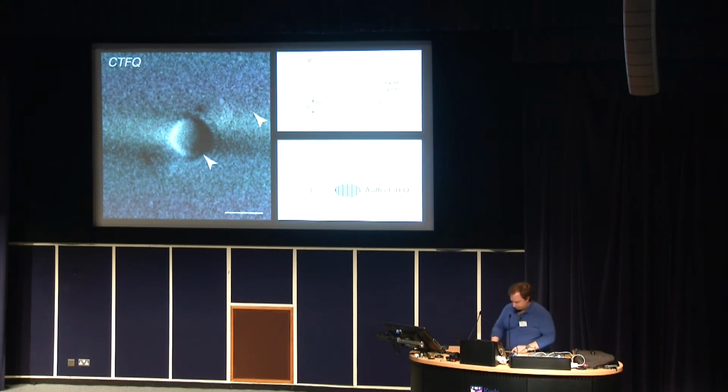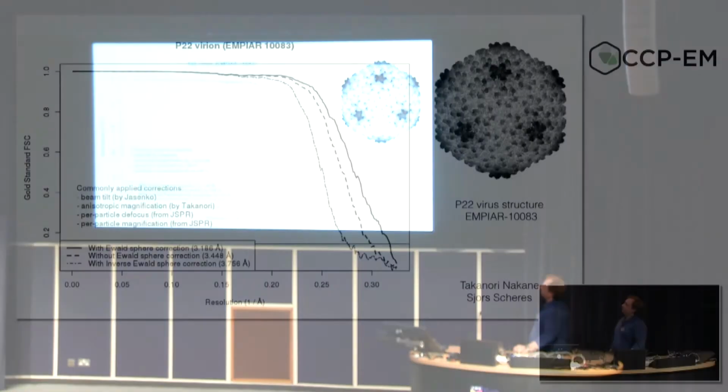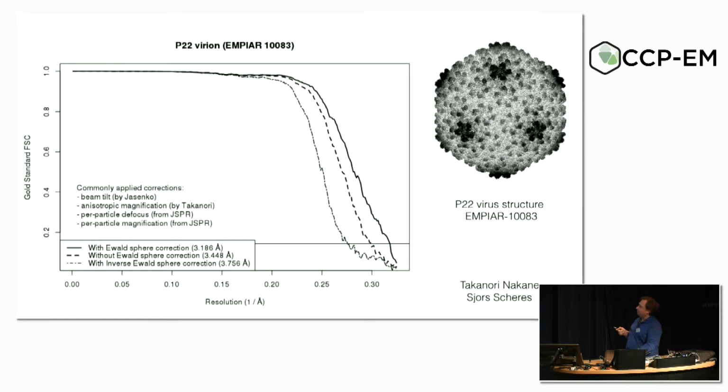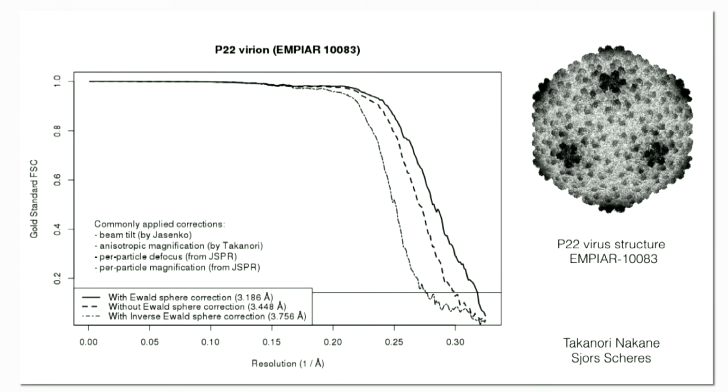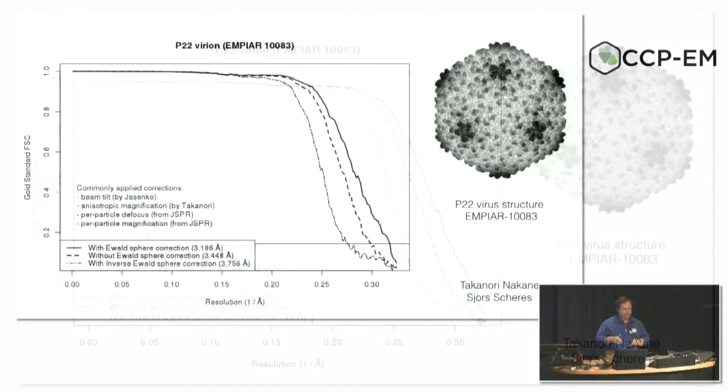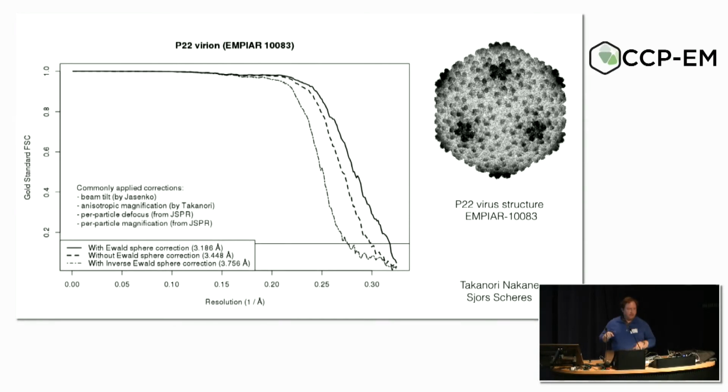Okay, so that's the idea. Does it work? Yes, it works. So we just took that data set from EMPIAR, and Sjors and his postdoc Takanori very kindly implemented this in the latest beta version of RELION to try it out. And you can see the published data set was at roughly 3 angstroms resolution. If you take the two sidebands and do this processing as I've shown you, and put them in the correct direction, you get an improvement in resolution. If you put them the opposite, wrong way around on the Ewald sphere, it gets worse.